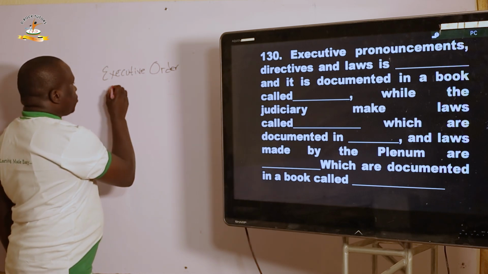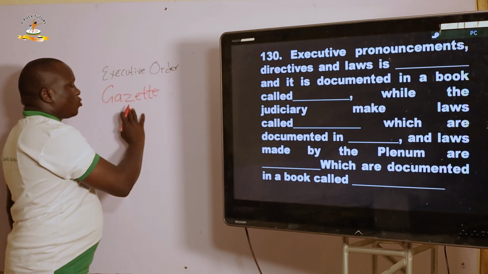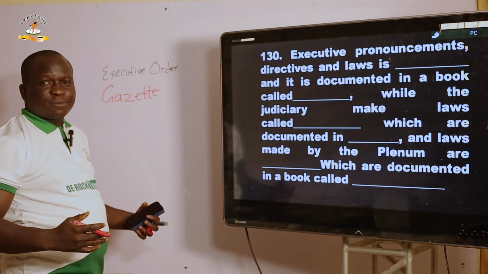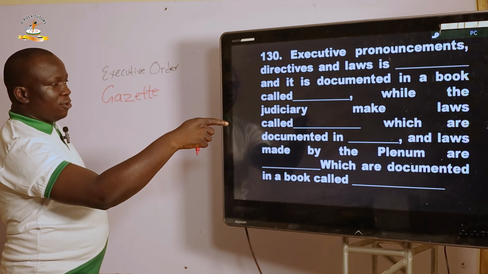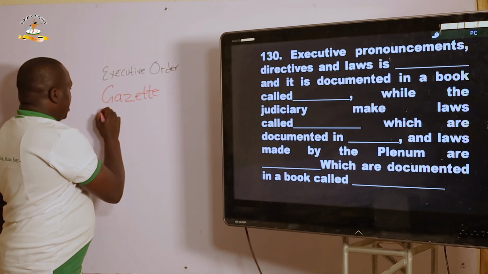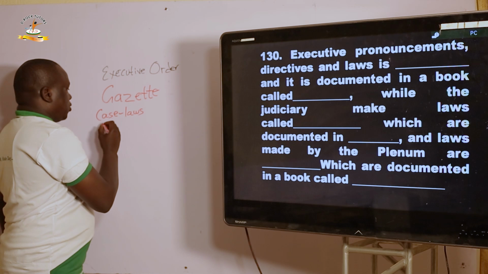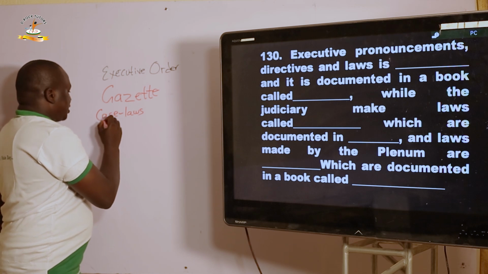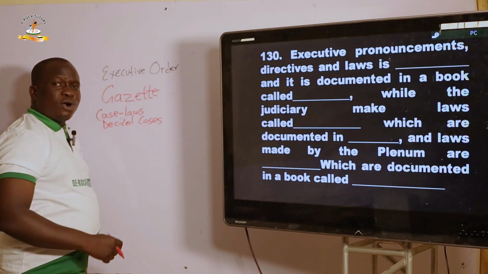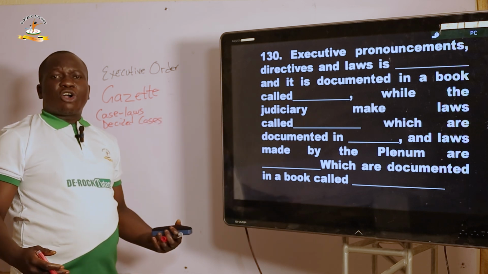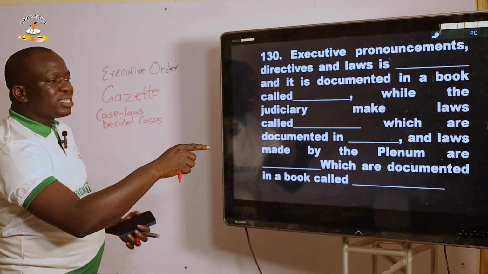You document it in what is called gazettes. A gazette is a document that consists of executive pronouncements, declarations, and orders. While the judiciary makes laws called case laws, or you can call them decided cases, judicial precedents, previous court judgments or past court judgments, which are documented where?